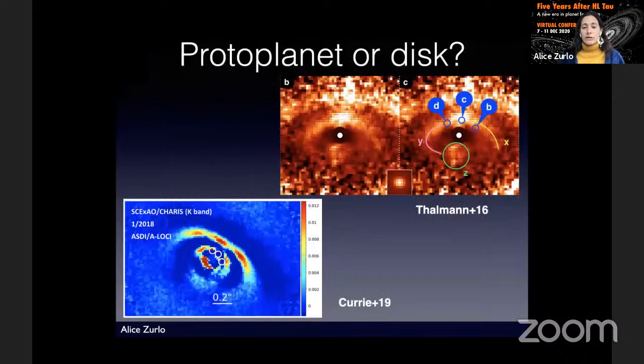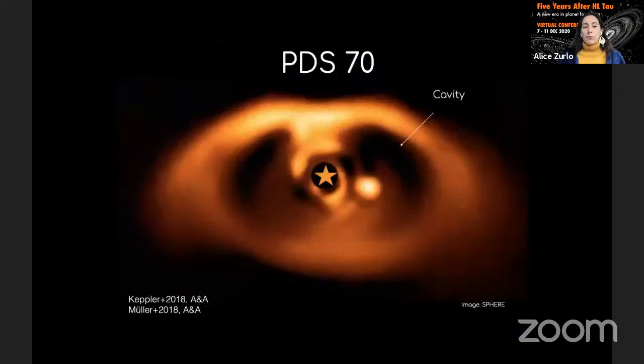But long story short, some years after, we had at least a couple of works presenting that this protoplanet candidate is actually a part of the disk, of the circumplanetary disk. So in this case, this claim is not really confirmed. We don't really know if the protoplanet is real. But I will tell you another story, a pretty long story. Almost everybody knows this very famous system, the system around the star PDS 70.